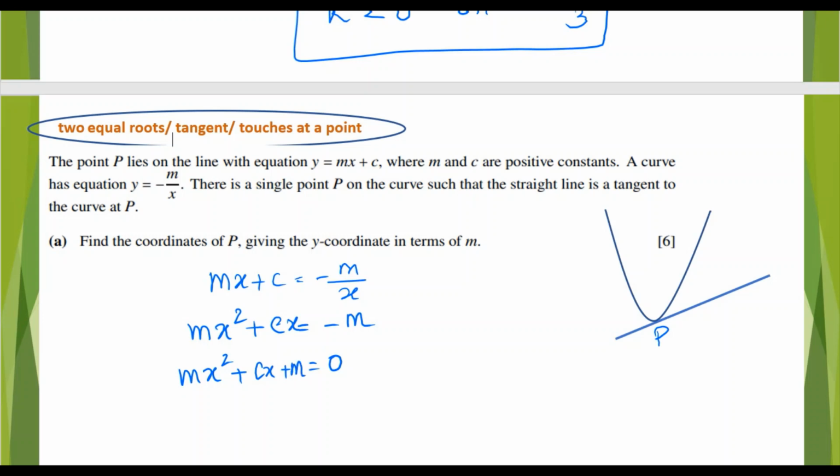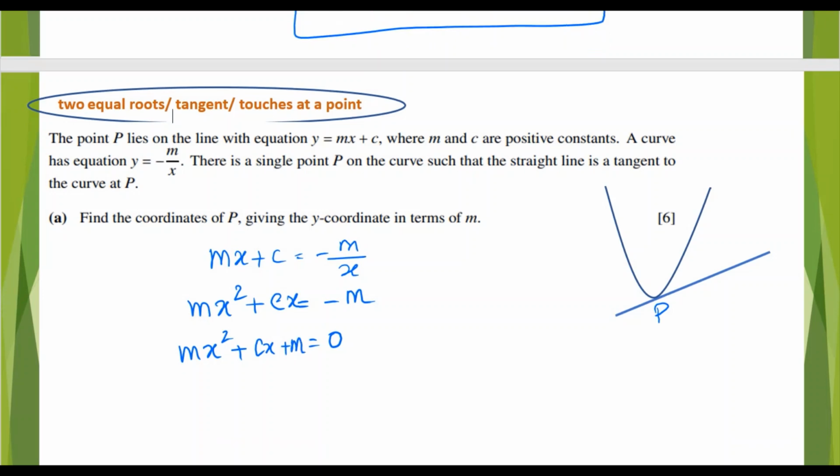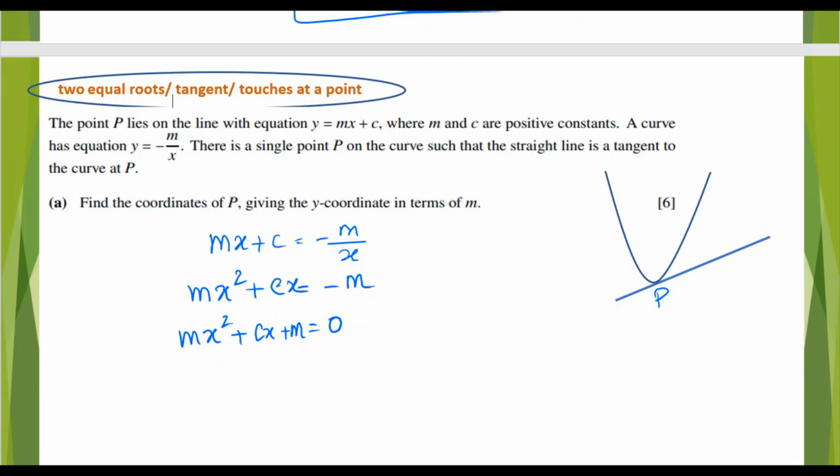So now we got a quadratic equation. So in this case, b squared minus 4ac is equal to 0. So find out b squared minus 4ac. c square minus 4, a is m and c is also m.